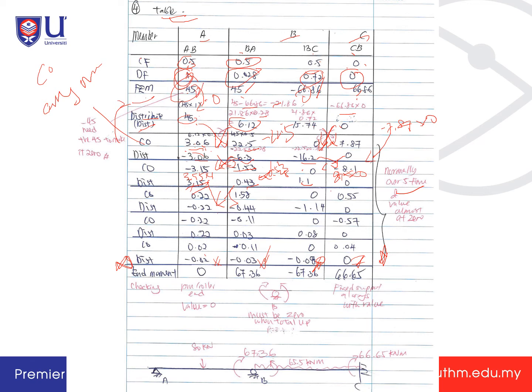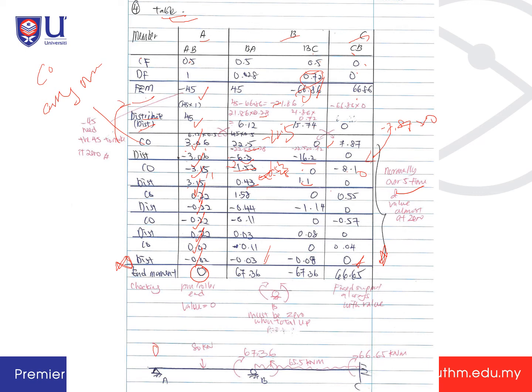Okay, so let me clean this. So when you total up the values, negative 4.5 plus 4.5, plus 3.06 minus 3.06, negative 3.15 plus 3.15, 0.22 minus 0.22, negative 0.22 plus 0.22 plus 0 and 0, then you will get a moment of 0. So here the moment will be 0.